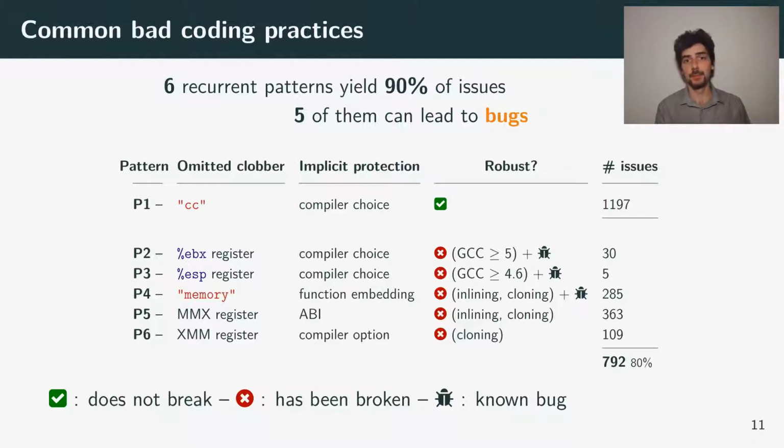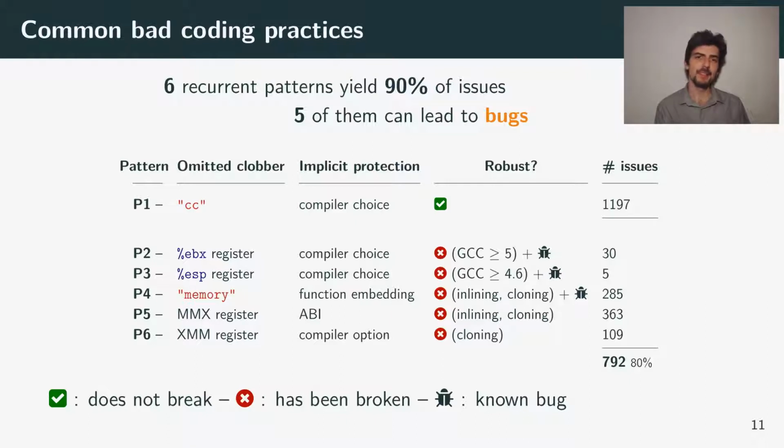Take a look at P2 for instance. Prior to GCC 5.0, the compiler was prevented from allocating register EBX to the assembly chunk. Hence, a lot of code actually used EBX without declaring it. And when GCC changed its policy, the non-compliant chunks started to crash. That's for the why we don't see them.